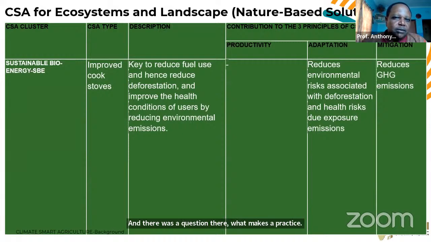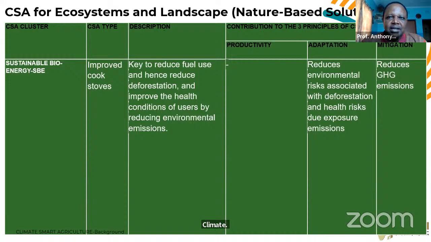And Oliver was saying that they have to fulfill all the 3. They have to increase productivity. They have to be resilient, bring about some kind of resilience or ability to adapt to that change in climate. And of course, they also have to reduce the greenhouse gases.